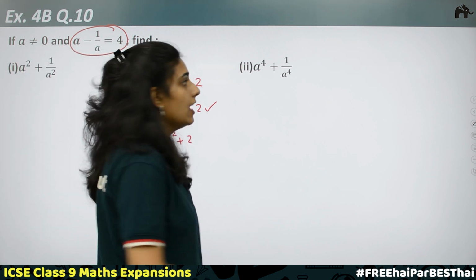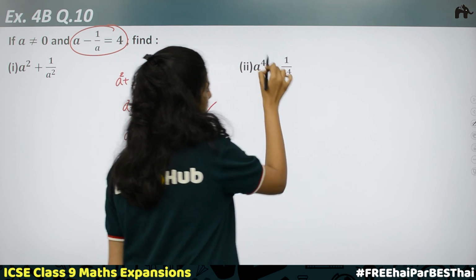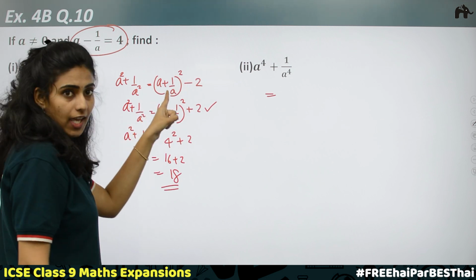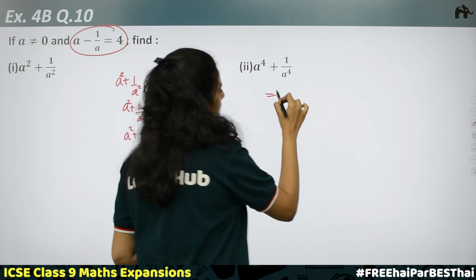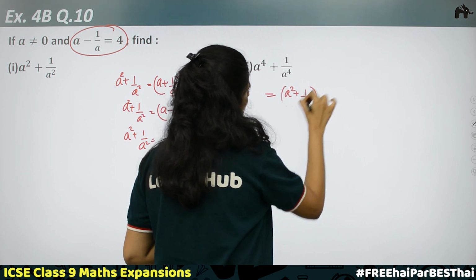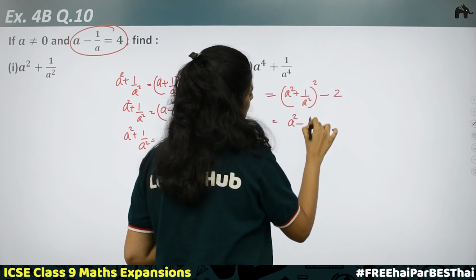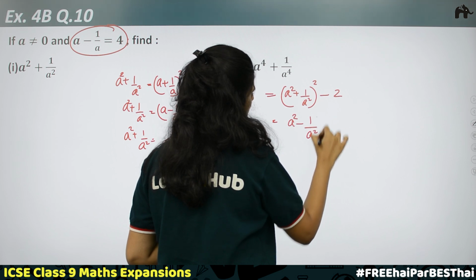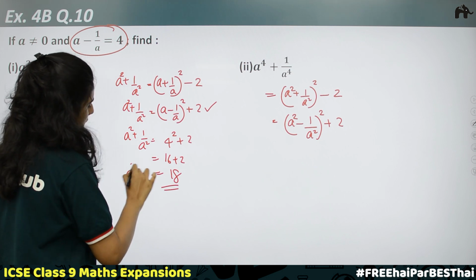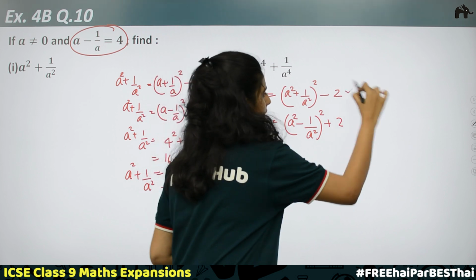Okay, now the second, a raised to 4 plus 1 by a raised to 4 is equal to, so here in place of a square we have a raised to 4. Therefore, in the formula, in place of a we will be having a square. Okay, this is a square plus 1 by a square whole square minus 2, or a square minus 1 by a square whole square plus 2. Here we have the value of a square plus 1 by a square, that is equal to 18. So, this formula can be taken.